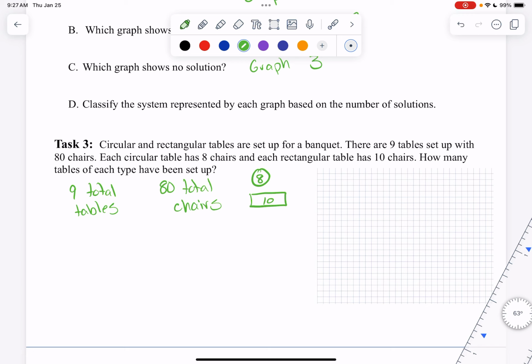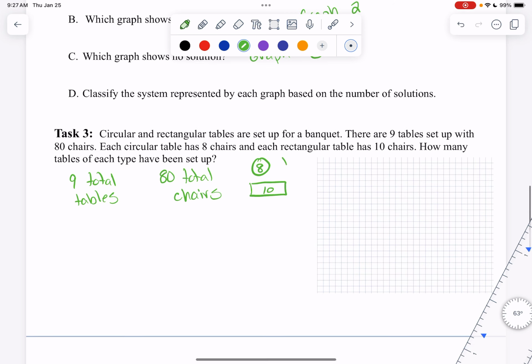Okay, so we have 9 total tables. So our goal is to find out how many tables of each type have been set up. So I'm going to say X is the number of circular ones. So the number of circle tables will be X, and Y is the number of rectangle tables.